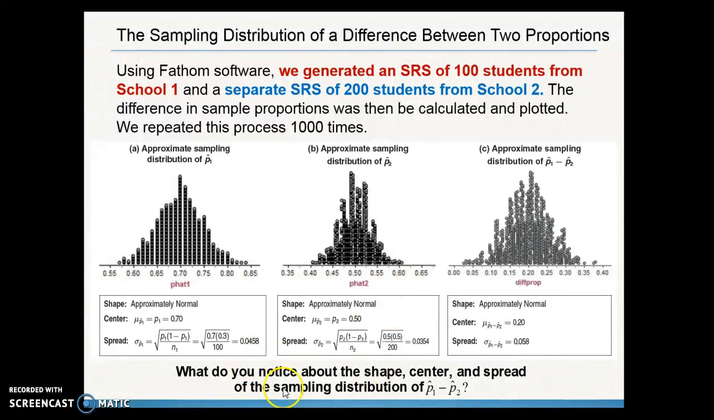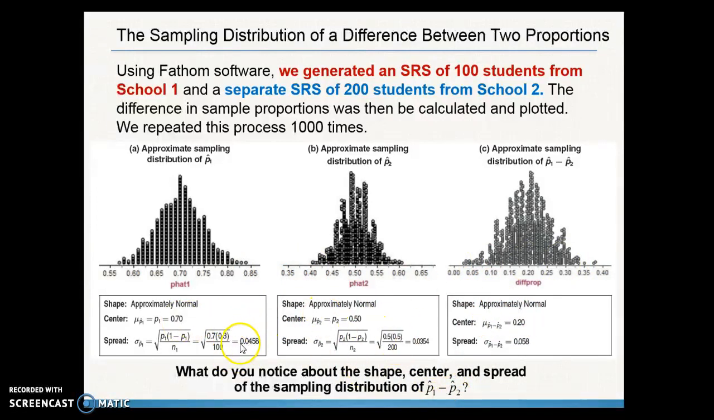Okay, so we sort of already talked about this. What do we notice about the shape, center, and spread? The shape, since they were both normal, is going to be normal. The spread, if you subtract the spreads on either end, that's going to be about your range, the subtraction of the two. The center is the subtraction of both of them.